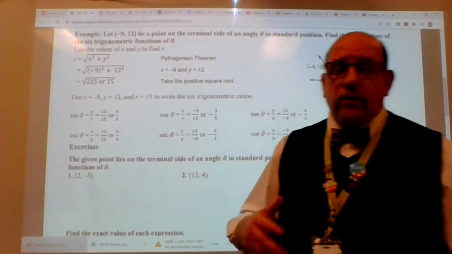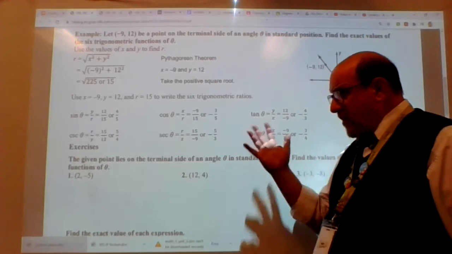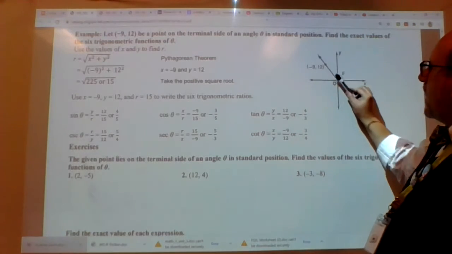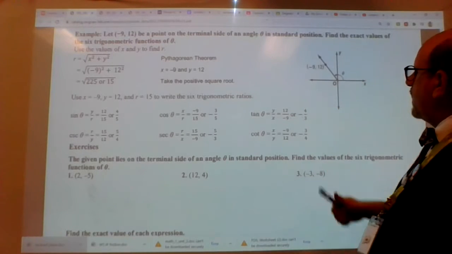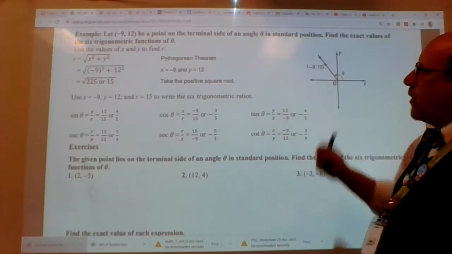All right, here's a video that goes along with the second portion of today's learning. Very simple idea. You're given a terminal side of an angle, right? There's your terminal side of your angle. And they say it's -9, back 9, and up 12.